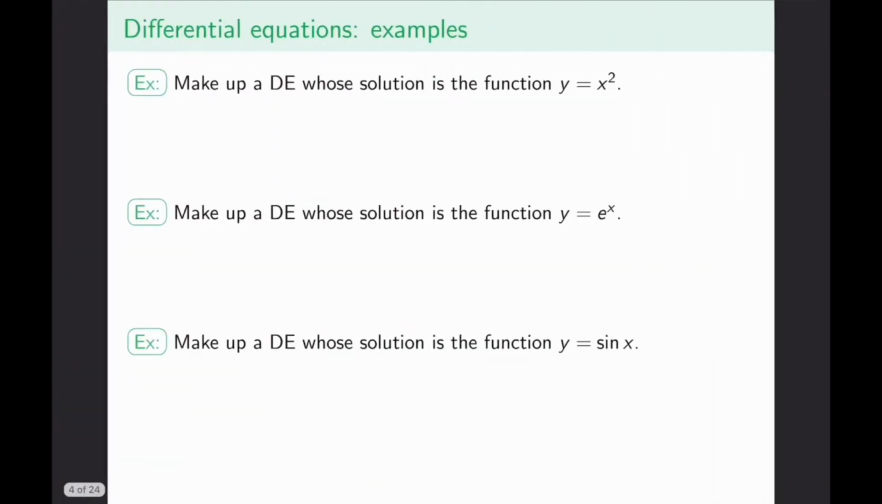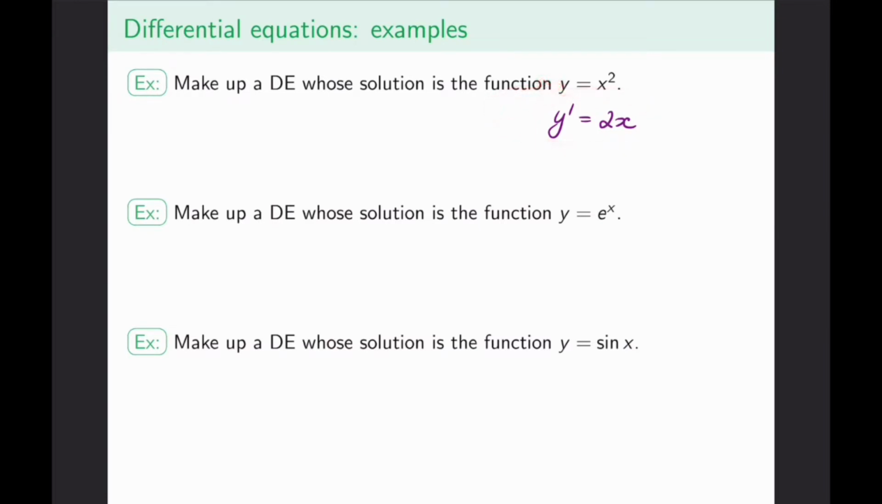Making up differential equations is actually a bit easier because you get to decide on the relationship that is to be satisfied. So let's see here, we have 3 different examples. We'll start off with, we would like the function y equals x squared to satisfy some kind of differential equation. Well, I can simply take a derivative of it, and I will have y prime equals 2x, and there you go. This is the differential equation that is satisfied by this function.